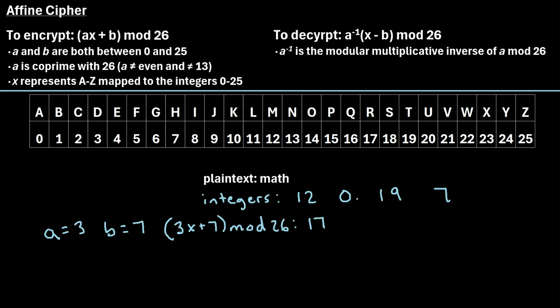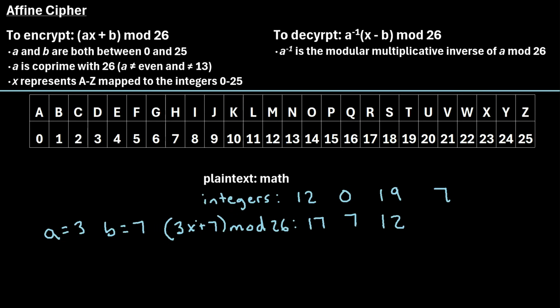And then we repeat this process for each of the integers. So next we'll plug in a 0 for x right here. So we get 3 times 0, that's 0, plus 7, which is 7. So 7 mod 26. So when we do 7 divided by 26, 7 doesn't go into 26 at all, so the remainder is just going to be 7. And then next we'll move on to 19, so we'll plug in a 19 right here. 3 times 19 is 57, plus 7 is 64. So when we do 64 divided by 26, we end up with 2 with a remainder of 12. So this remainder right here is what we're going to write right here.